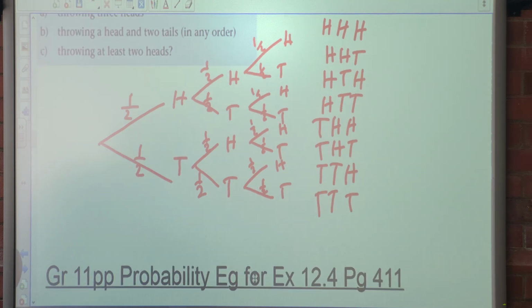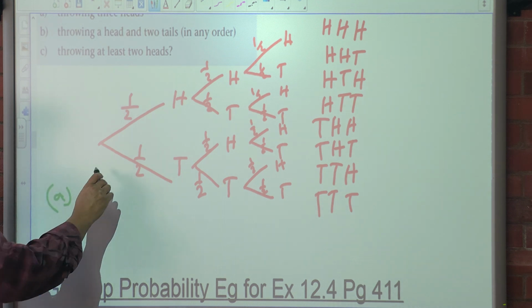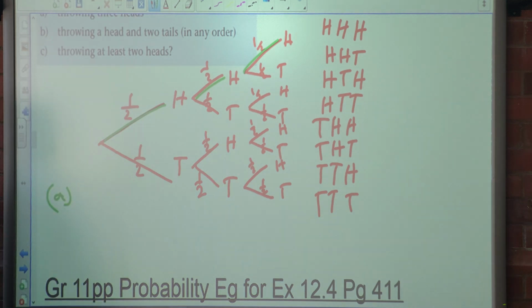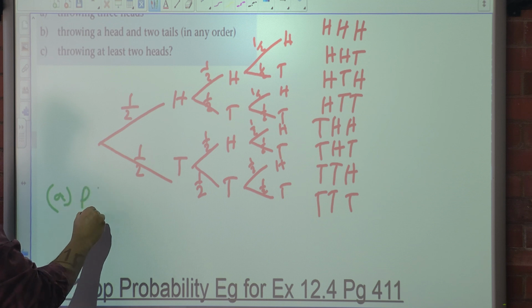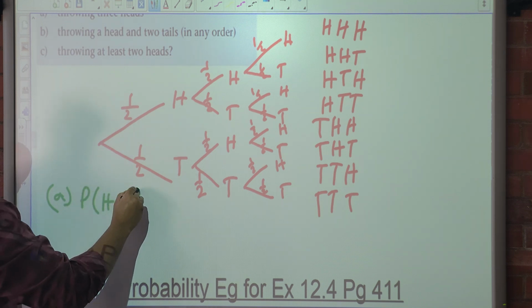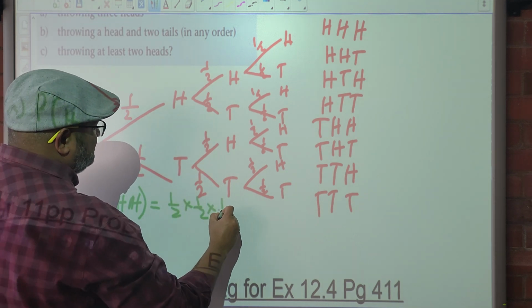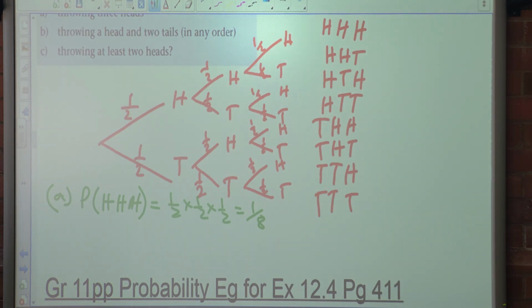So in other words, the probability is going to be heads, heads, heads. So it's going to be the probability of heads, heads, heads. It's going to give you a half times a half times a half, which will be 1 over 8. Okay. You guys understand? Yes.